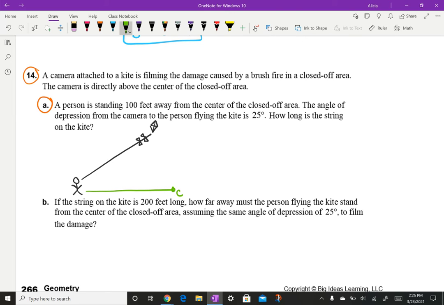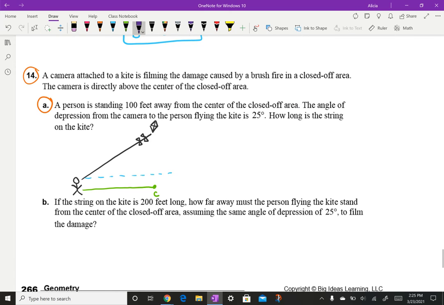So a little confusing. But remember that is parallel to their horizontal line of sight like this. Okay. So it's not a very straight line. Let me try that again. Okay. So that's what we have so far. Sorry, that kite is above the center of the closed off area. So we'll put it like this. There we go. Okay, so a person is standing 100 feet away from the center of the closed off area.